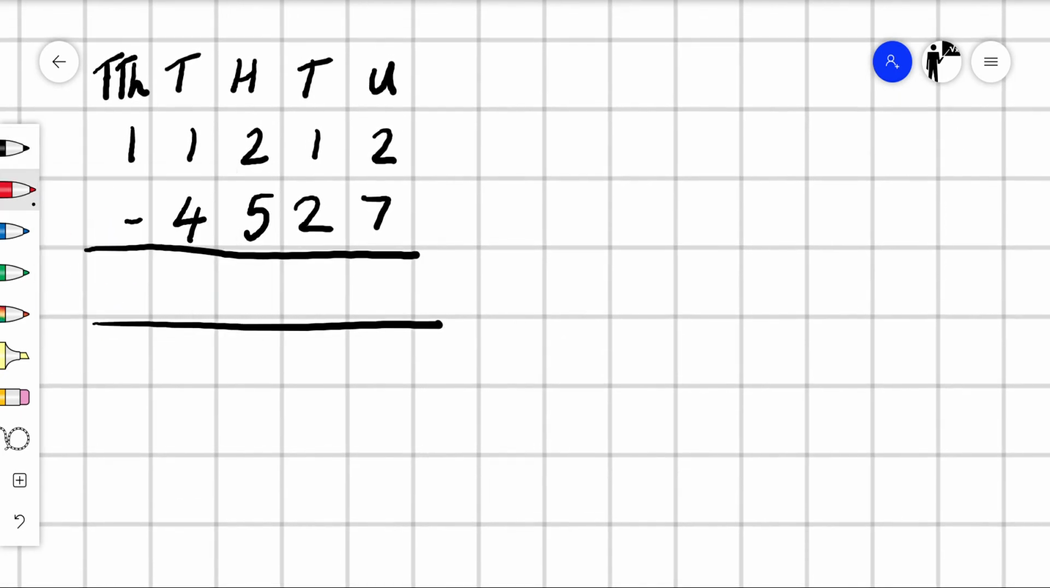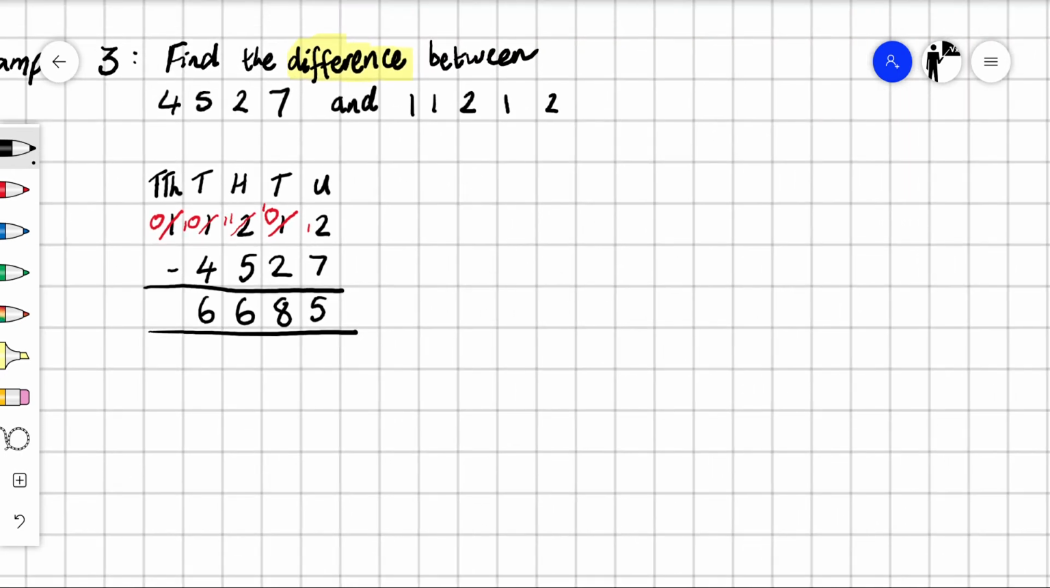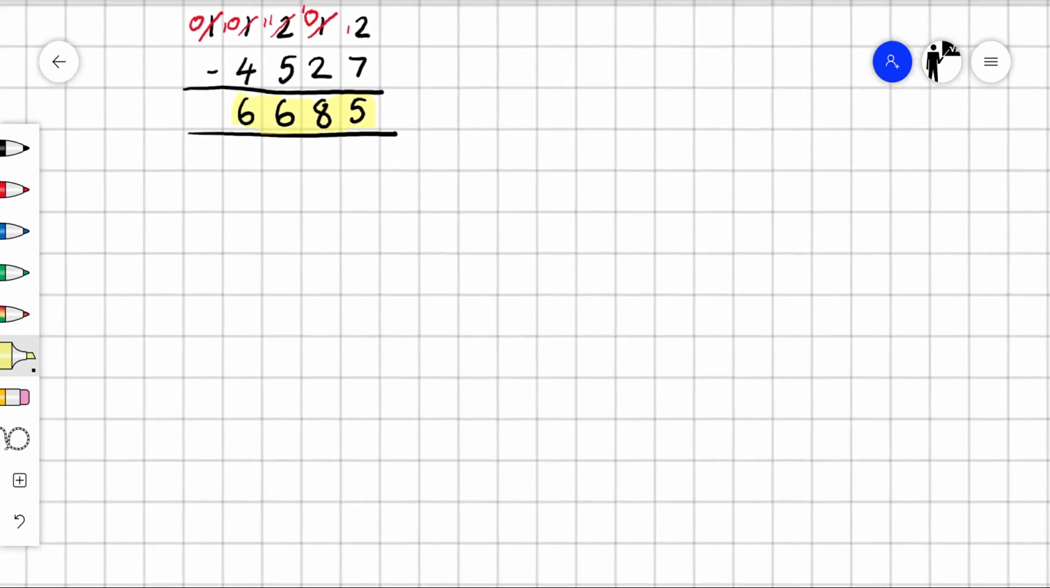Okay, so let's have a go. 2 subtract 7 we can't do with this algorithm, so we go across to the next column and exchange from 1, which will become a 0. 12 subtract 7 is 5. 0 subtract 2 we need to exchange from, so 10 subtract 2 is 8. 1 subtract 5 we need to exchange, so go to the next column, and then we exchange. 11 subtract 5 is 6. 0 subtract 4, we need to exchange. 10 subtract 4 is 6. So the difference between these two numbers is 6,685.